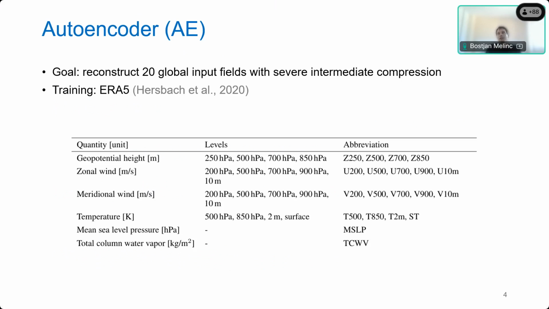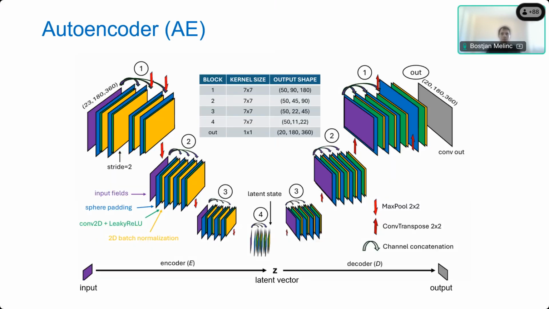Now, what is an autoencoder? It is a neural network with a straightforward goal, which is to reconstruct its inputs. In our case, for the majority of experiments that I'm about to show you, we have an autoencoder which takes 20 global atmospheric input fields as its input. So these fields are geopotential height, zonal wind, meridional wind, and temperature at various levels. And then there's also mean sea level pressure and total column water vapor. And we train our autoencoder on the ERA5 reanalysis dataset. I won't go into the technical details of this autoencoder.